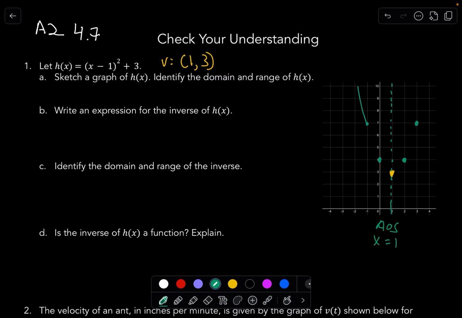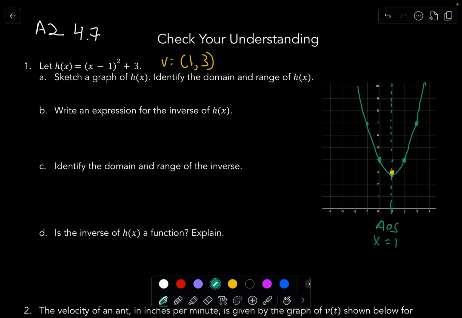So the parabola will look something like this. Let's see if it snaps. It doesn't snap, darn it. All right, so there's your parabola.